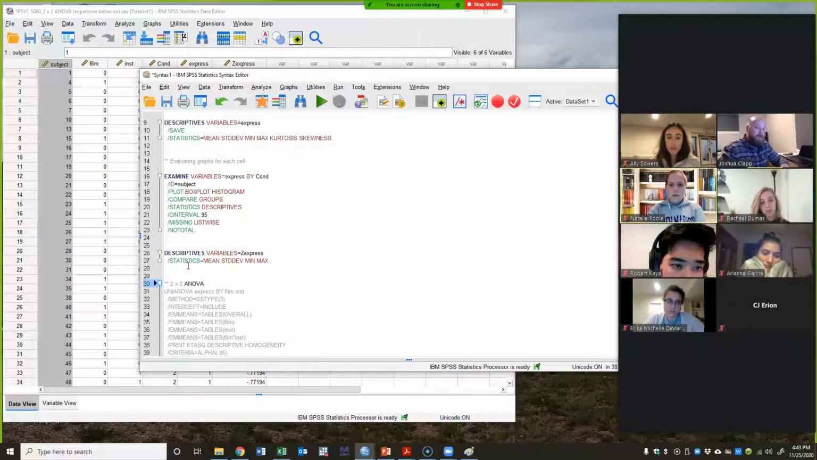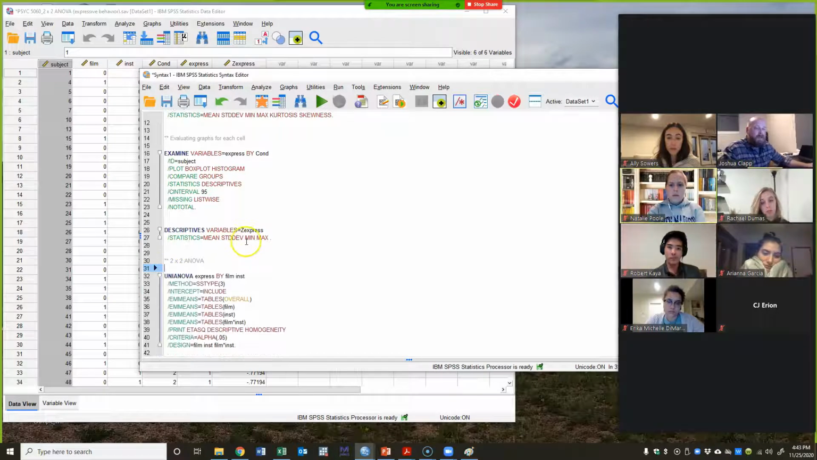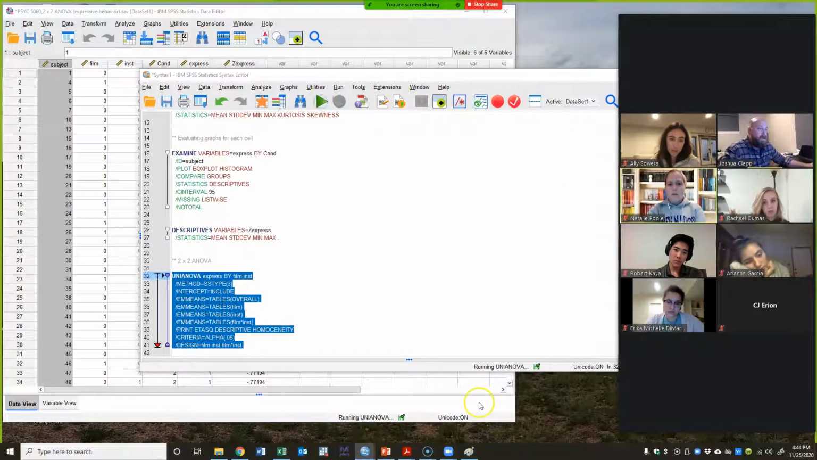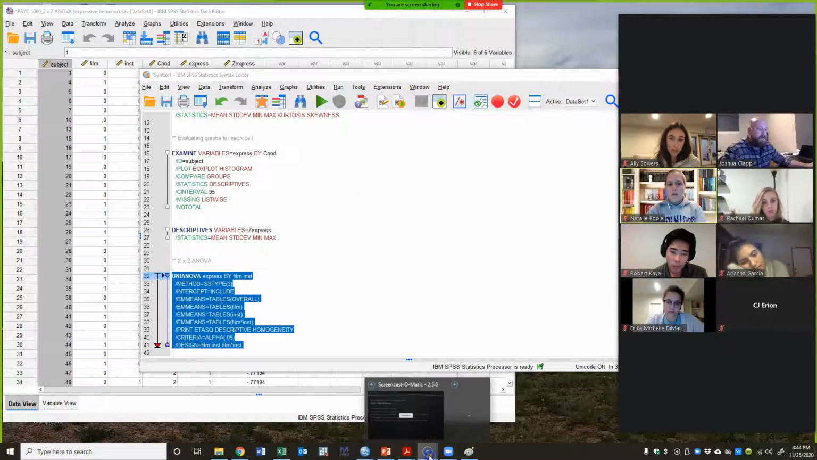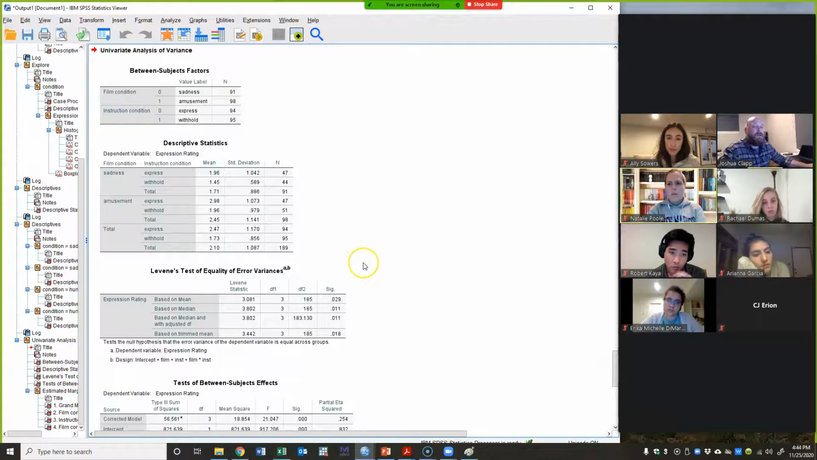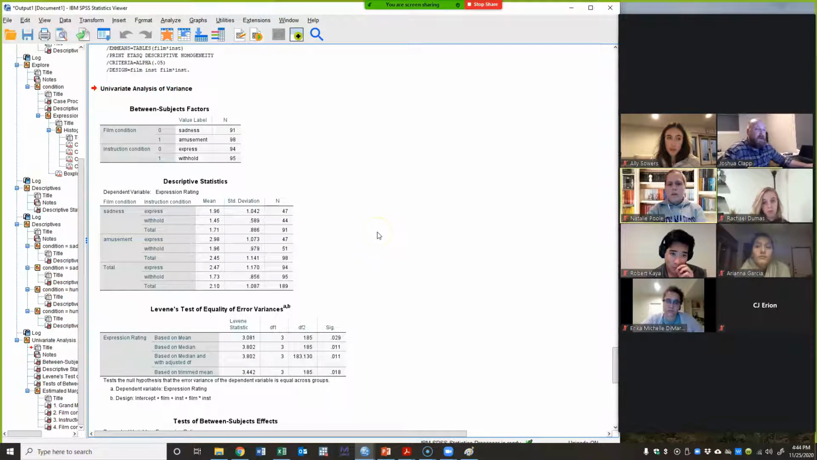2x2 ANOVA. Okay. So this is just going to run my ANOVA model. Okay. All right. So here are my results for my ANOVA, or for my one singular ANOVA. I ran one ANOVA here.